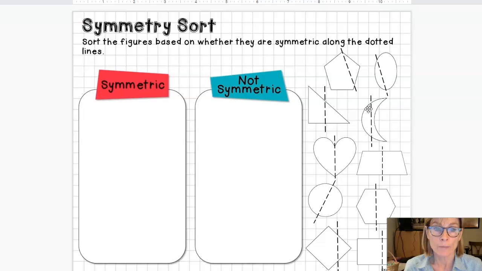This moon shape right here, they've split it, and when we look at the two sides that they split it into, they are not similar shapes that are matching each other. So this is not symmetric, and you would group it here. So you're going to look for ones that are symmetric and then ones that are not symmetric and sort those.